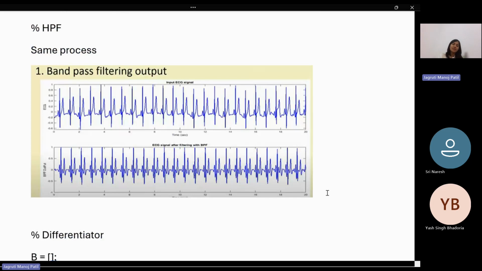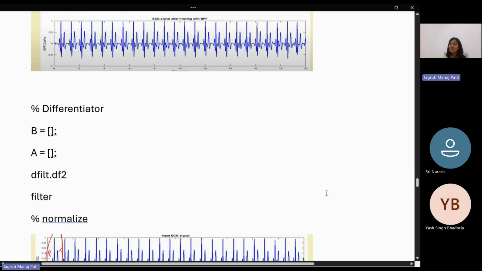So the next step is nothing but a differentiator. What happens in this Pan Tompkins algorithm is that you need to know the filter coefficients. If you're implementing a high pass filter or a low pass filter, you need to know the filter coefficients. Then you create a digital filter and filter it out from your data. Similarly for the differentiator, you need to know this.